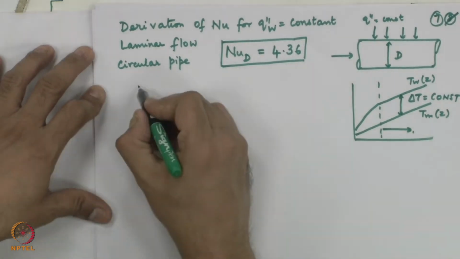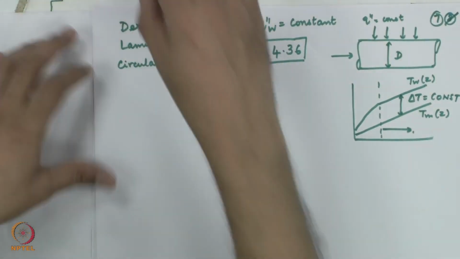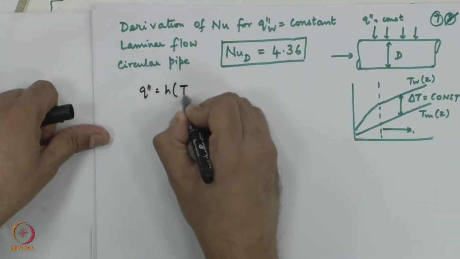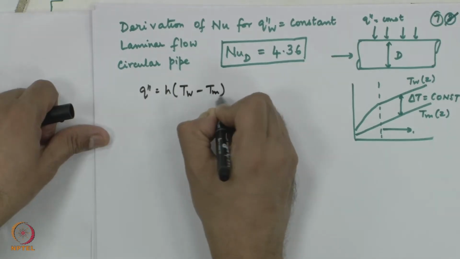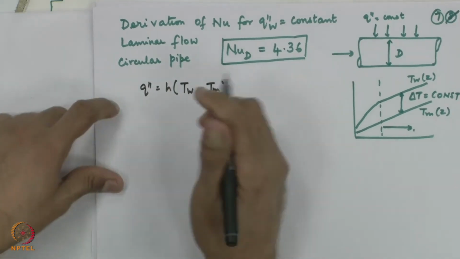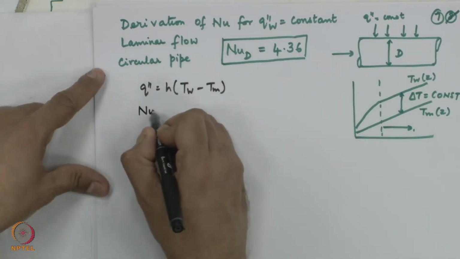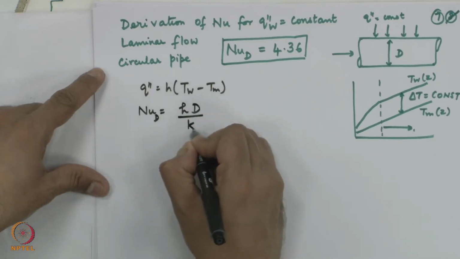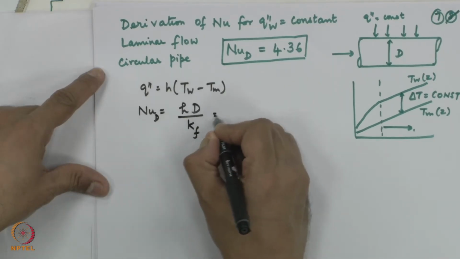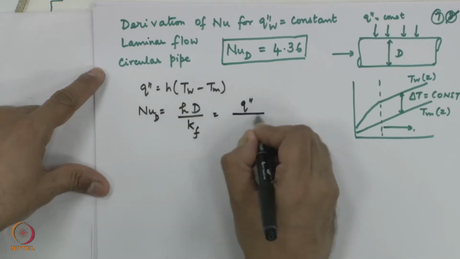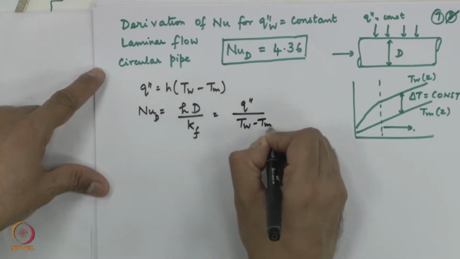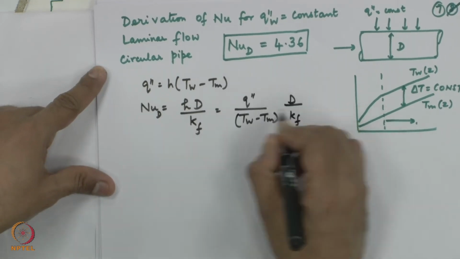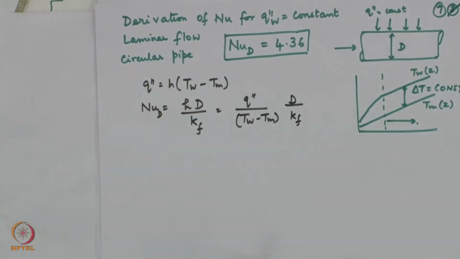And we are defining the heat transfer coefficient as q double prime is equal to h into (T wall minus T bulk mean), and Nusselt number is defined as h d by k of the fluid. h is nothing but this one. This is my definition of Nusselt number.